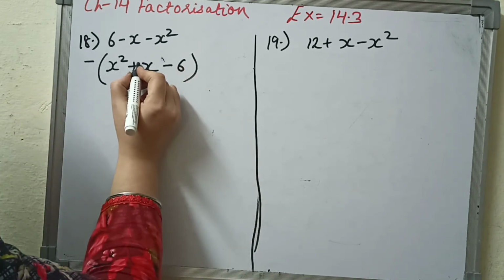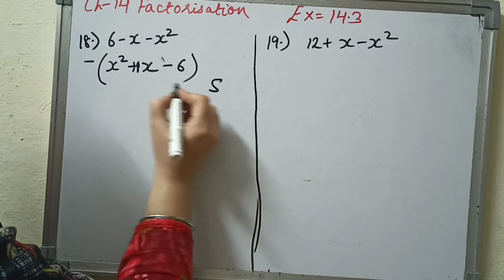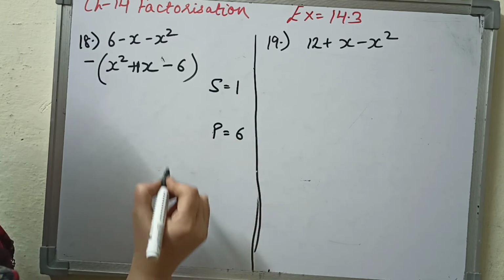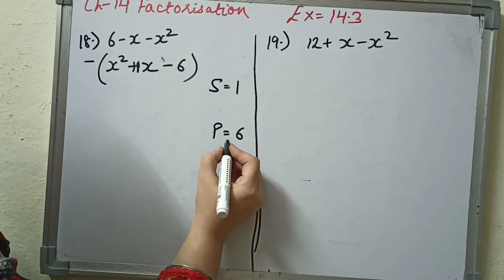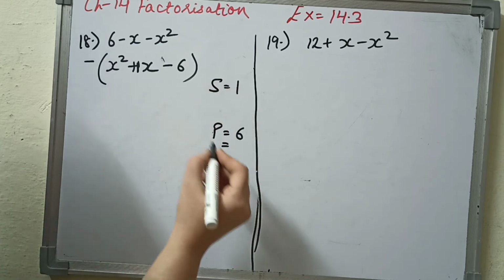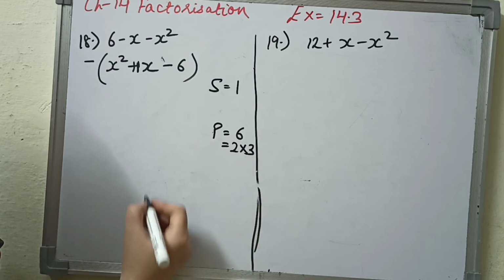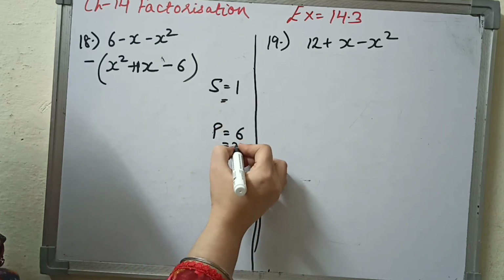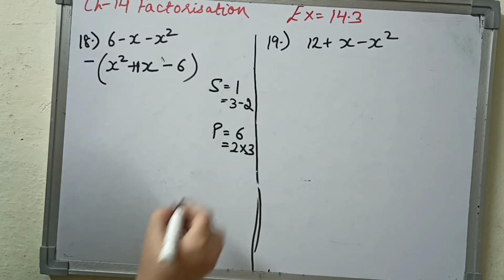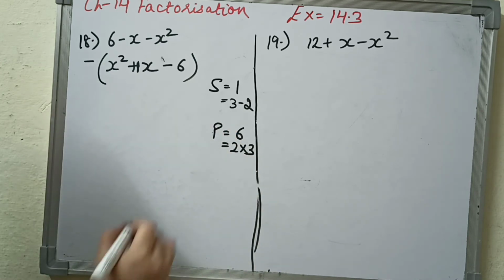Now, here the coefficient of x is 1 and we split the middle term. S is equal to 1, P equal to 6. Now we find the two factors which multiply to give 6, and when we add or subtract give us sum 1. You know 2 threes are 6, so 2 and 3 are factors, and when we subtract 2 from 3 we get 1. So factors of 6 are 2 and 3, which is suitable for both sum as well as product.